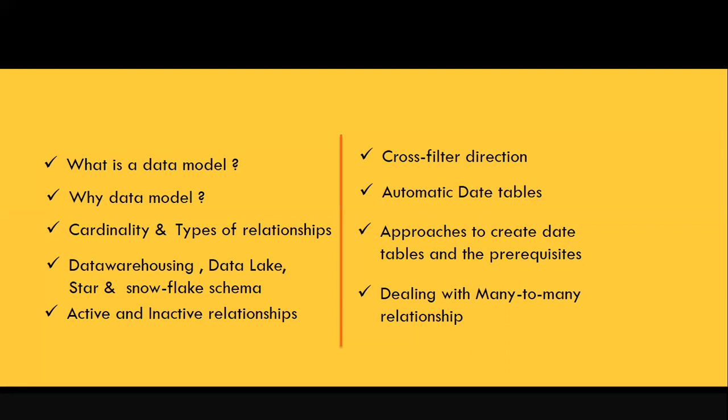Okay, so now we'll take a look at what exactly the data model is all about, why we need to do the data model design, and what cardinality is and the different types of cardinalities, which is nothing but the relationships. Followed by that, we will take a look at what data warehousing, data lake, and star and snowflake schema are. As a business intelligence professional, as a data analyst, you should know all these concepts. Knowing just the tool alone is not sufficient. Power BI is not like an Excel tool. Also, we'll take a look at active and inactive relationships. If time permits, we will continue with these topics.